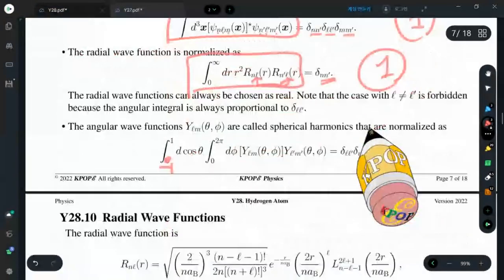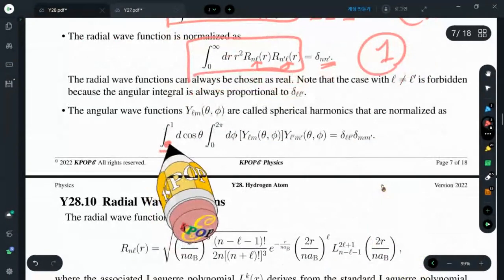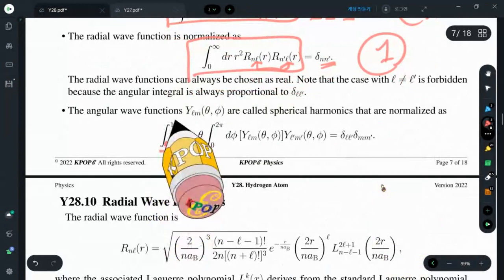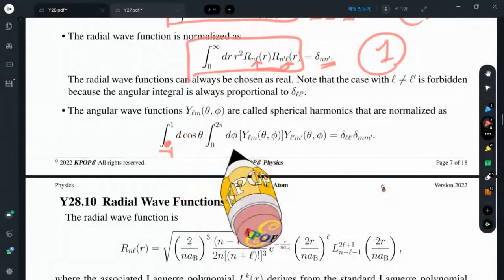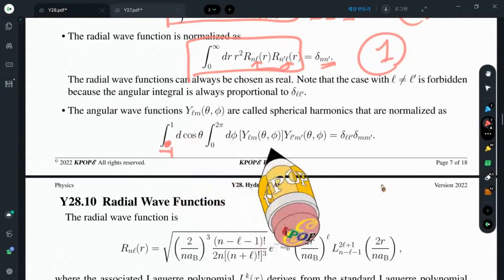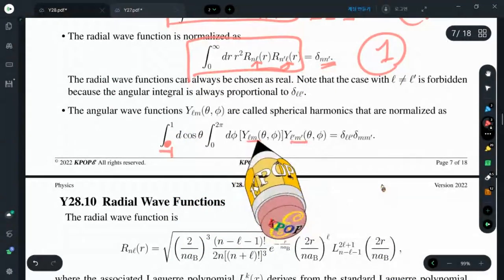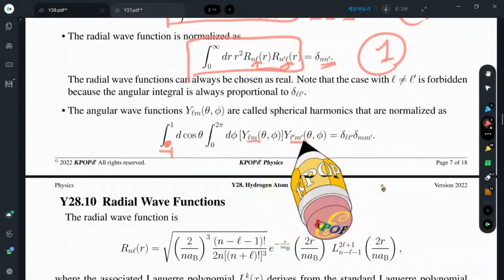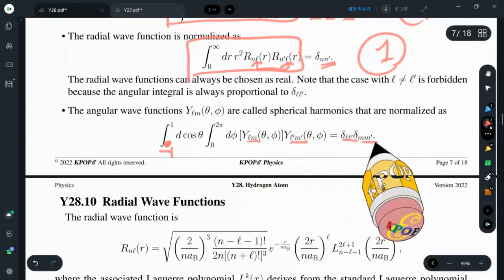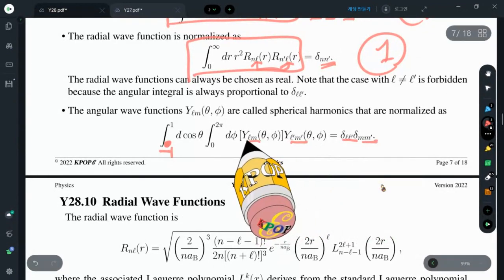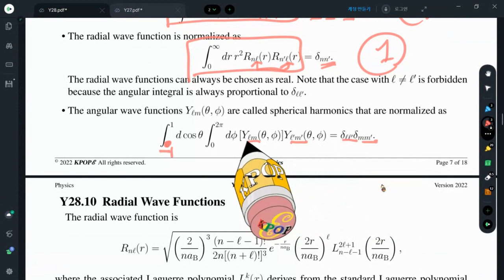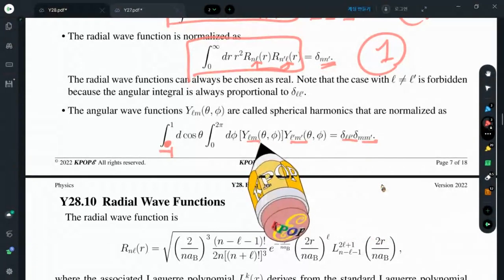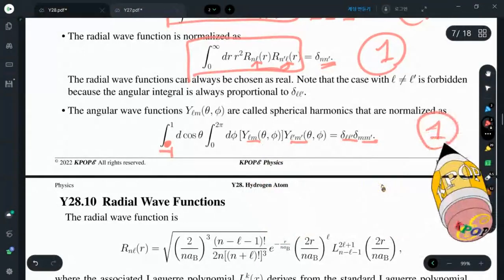Okay. The angular integral is not 0, from -1 to +1 in cosine theta, and the azimuthal angle phi. They may be different. If they are different, they are all orthogonal. It will give 0, and only if the orbital angular momentum quantum number and the magnetic quantum number are both the same do they become 1.